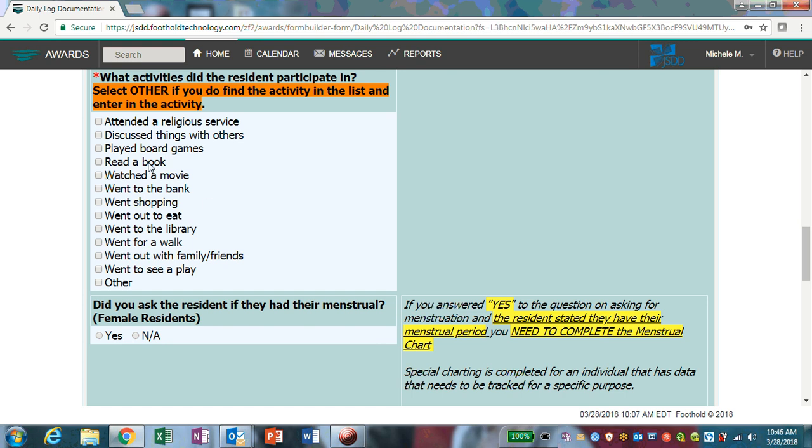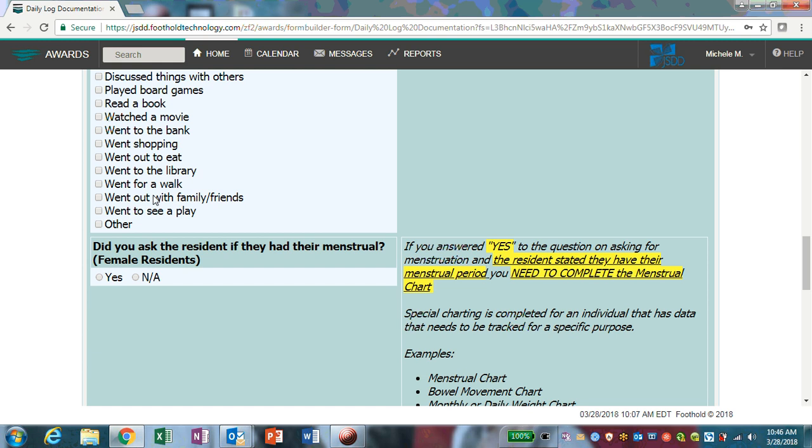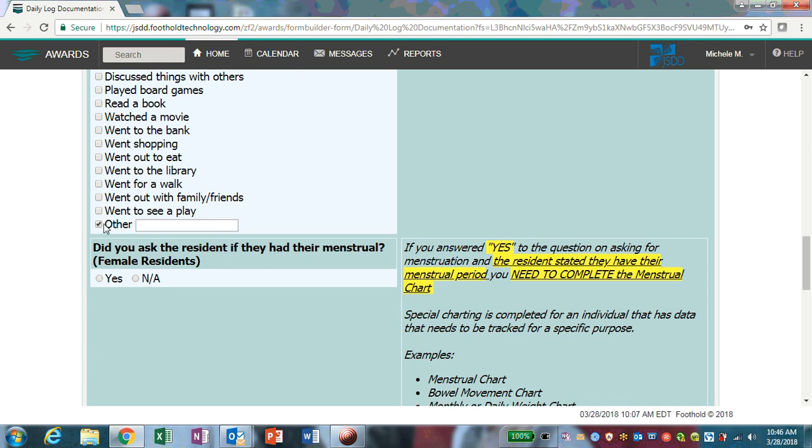But here's a list for you. Attended a religious service, discussed things with others, played board games, read a book, watched a movie, went to the bank, went shopping, went out to eat, went to the library, went for a walk, went out with friends or family, so someone came and picked them up, went to see a play, and again, I have other, and I can indicate other here. Discussed the weather forecast for the day.